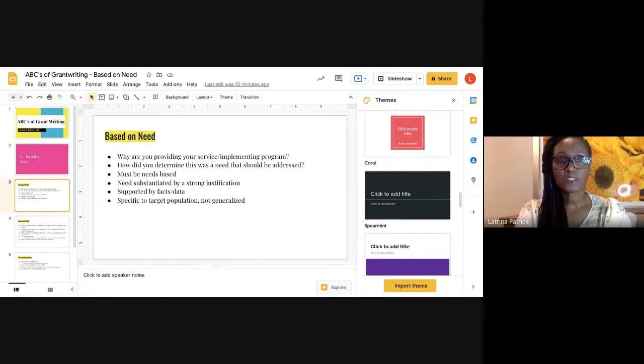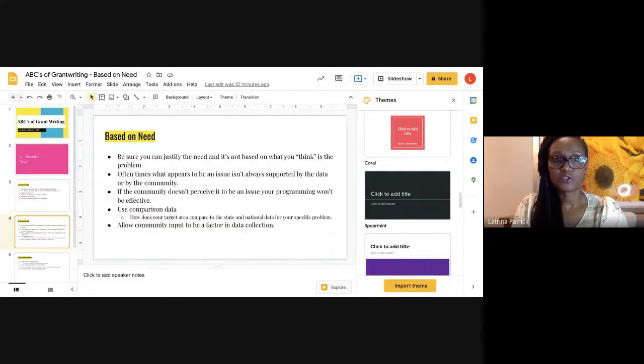You also want to be mindful that you justify the need and it's not based on what you think is a problem. A lot of times, from the outside in, an observer in a community may assume that there's a specific issue just because they know of a few incidents. Again, going back to teen pregnancy, there may be some incidents that you're aware of, and it seems like that's a big problem. But when you dig deep into the research and the data, it may not be as prevalent a problem as you thought.